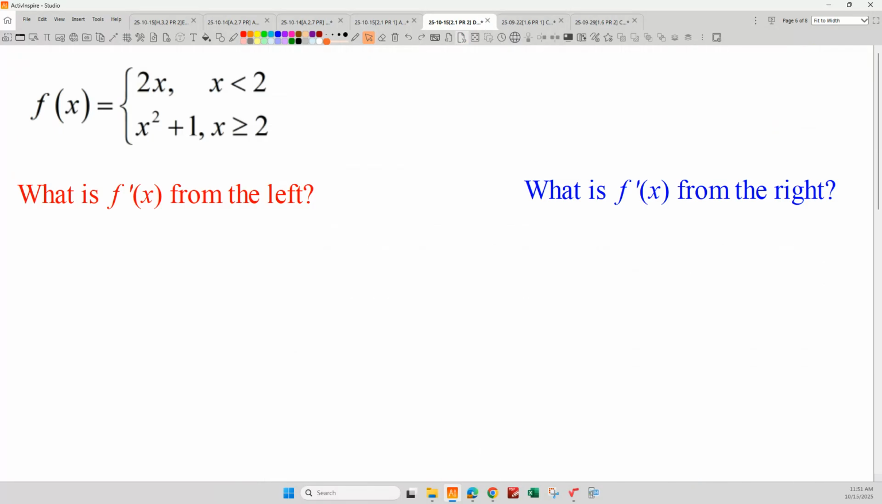How about something like this guy right here? What is f prime of x from the left? Okay, well, let's figure it out. It's a piecewise function. So really what I'm trying to do here is calculate f prime of 2 from the left. Well, which piece are we talking about there? The top piece or the bottom piece? Top piece, yeah. So that's going to be the red piece.